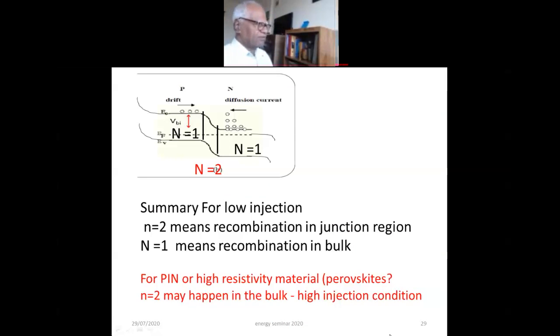Okay, so let me summarize. N equal to 2 means the recombination takes place in the junction. N equal to 1 means recombination takes place in the bulk. And J naught is a measure of how many recombination events there are. In high density materials, n equal to 2 can happen in the bulk. This is a consequence of high injection condition. And if somebody is interested, I won't spend time on that, but I can go over it if somebody is interested.